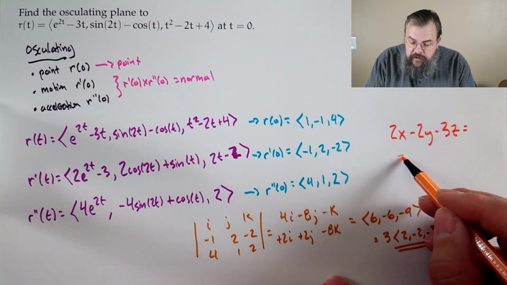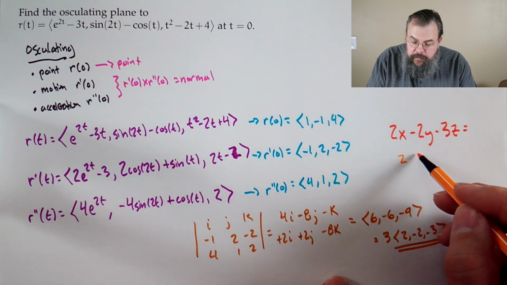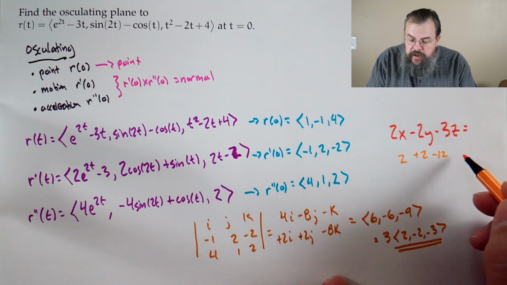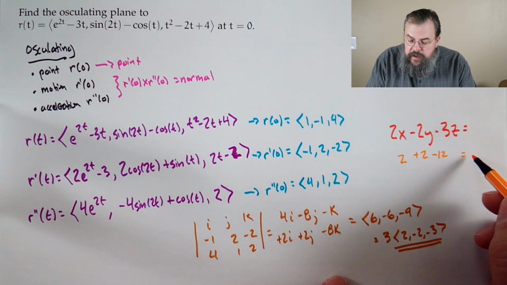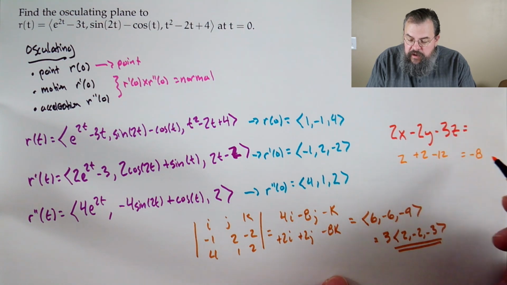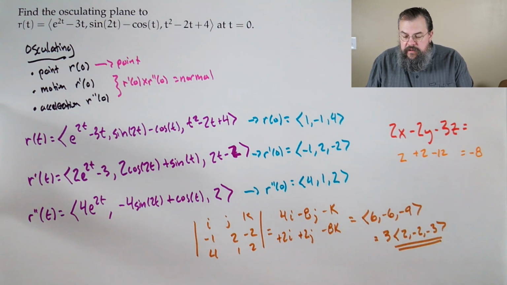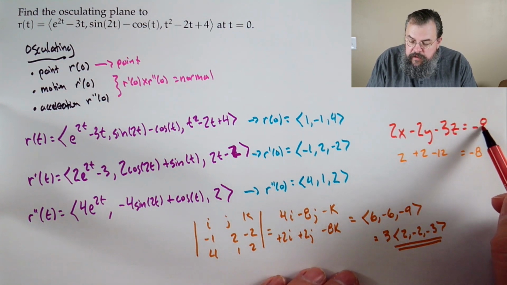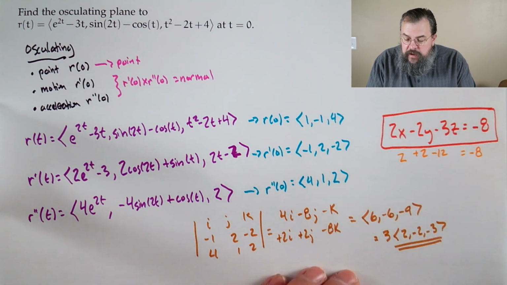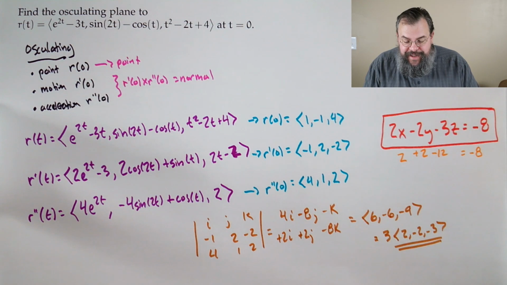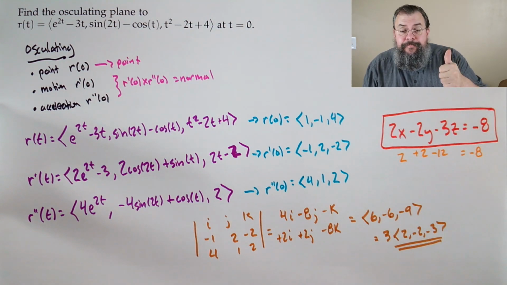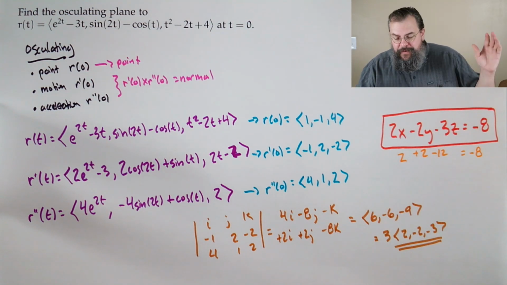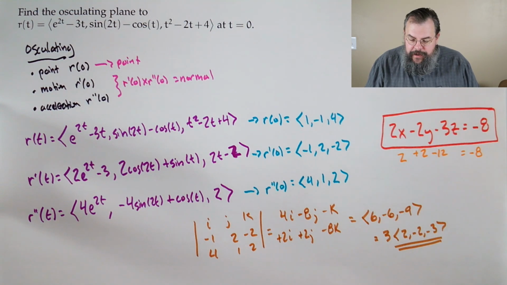2 times 1 is 2. Minus 2 times minus 1 will become plus 2. And then minus 3 times 4 will be minus 12, which would give us 2 plus 2 minus 12, which would be negative 8. Okay, so that says that we're going to get 2x minus 2y minus 3z equals negative 8. And that is our plane, our osculating plane, our plane that contains our point, contains our motion, and it contains our acceleration. Beautiful, beautiful. All right, well, there we go.